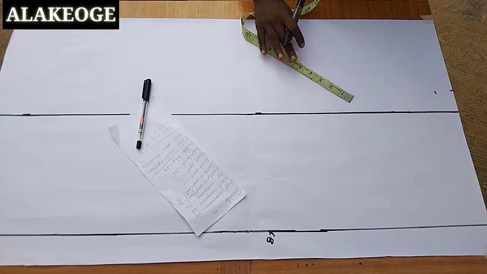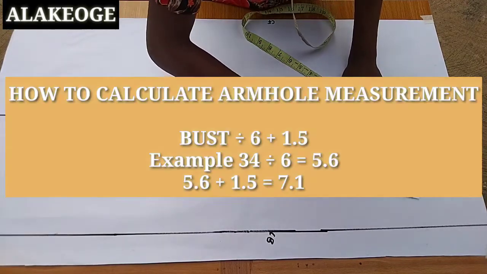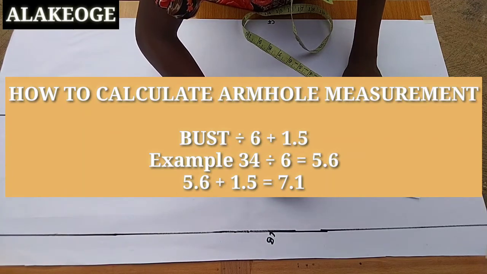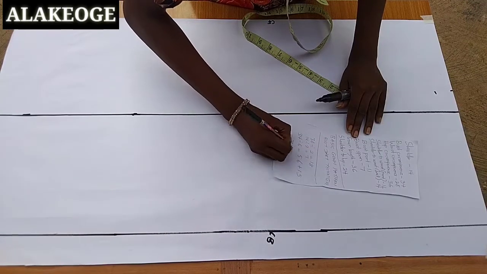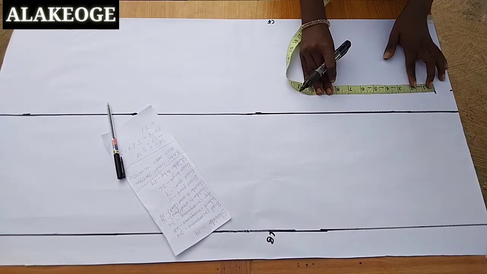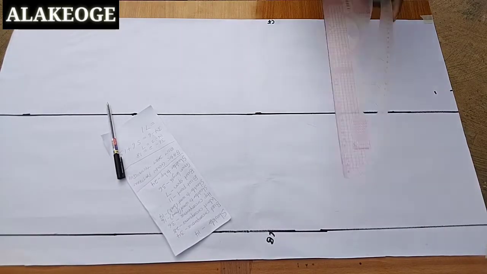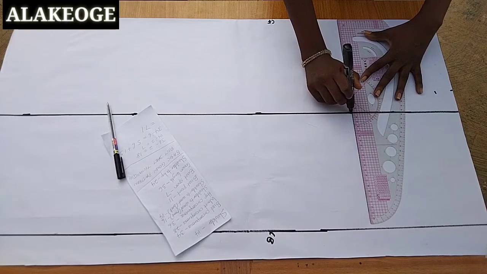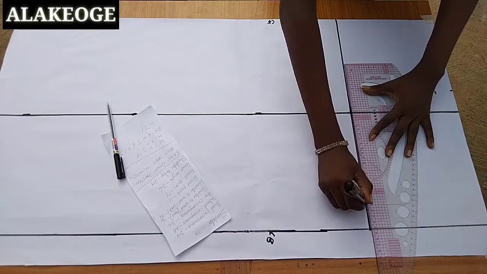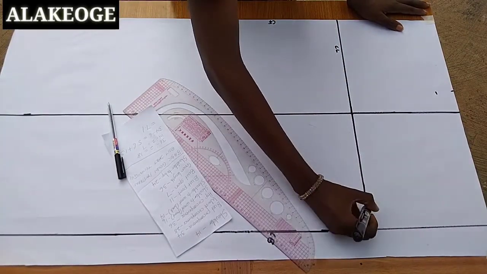And from where I mark that, I will input my armhole measurement. Armhole measurement is calculated by the bust divided by 6 plus 1.5. Mine is 7.1. So I'm just going to input that. Please work with your measurements. So from where I marked the shoulder slope, I'm going to input the 7.1 inches. So right there, I'm going to square down that line like so. So I'm also going to take it straight to the back. So that will serve as the chest line for both the front and also for the back.